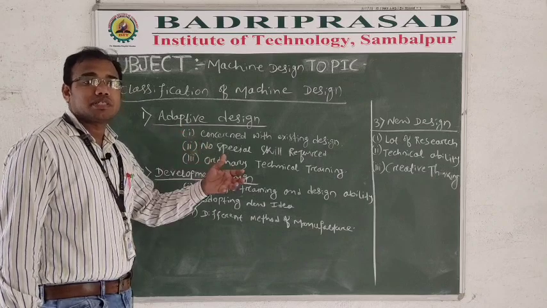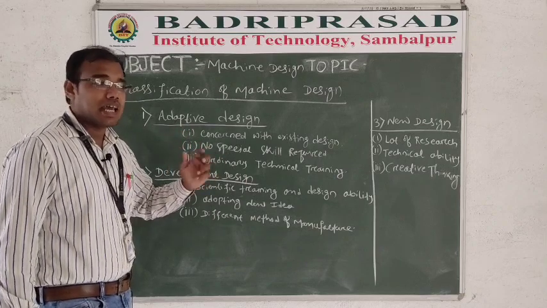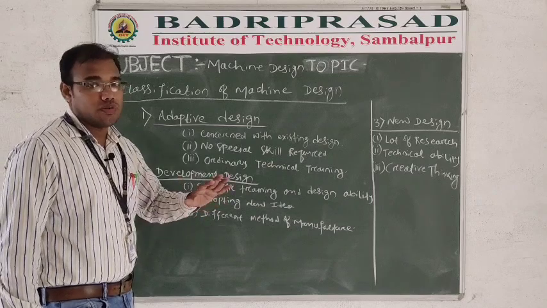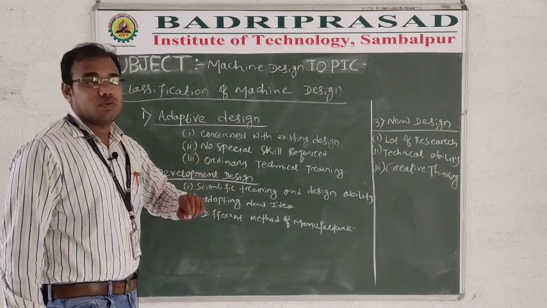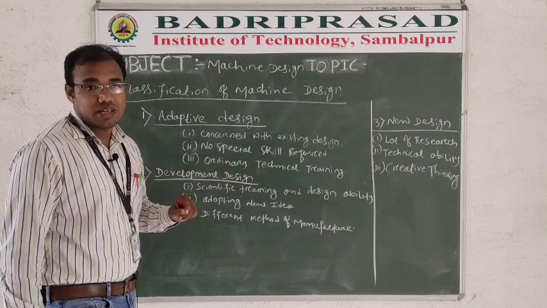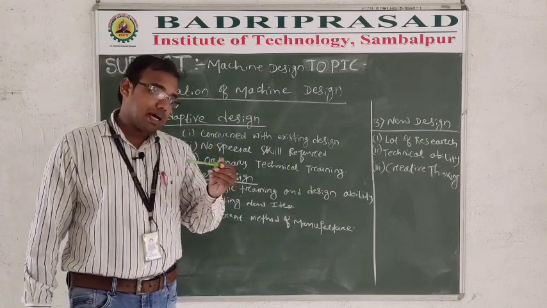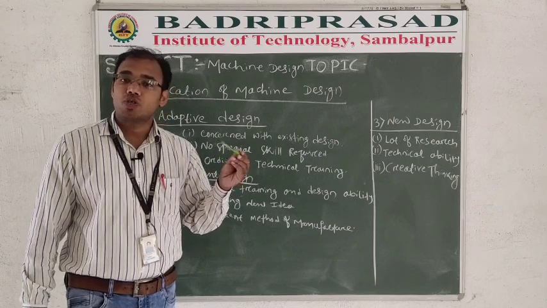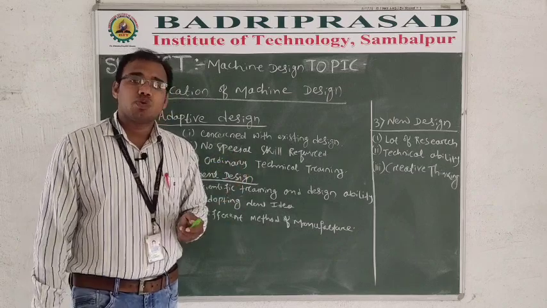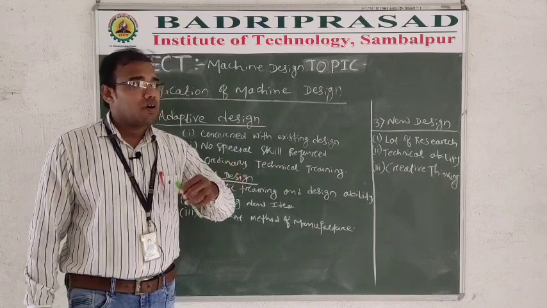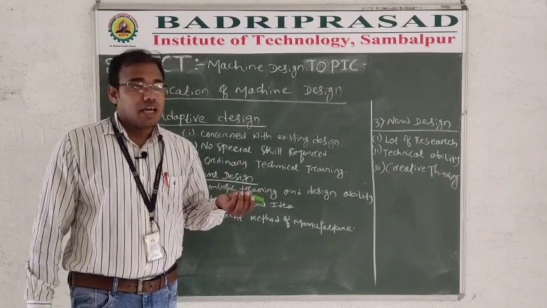Adaptive means adapt something. What will be adapted? A new design? No. Existing design will be adapted. For example, this is a pen, okay? It is made by some company, the company name is Goldex, and you decided to make the same type of pen, right? And you have to sell it in the market.